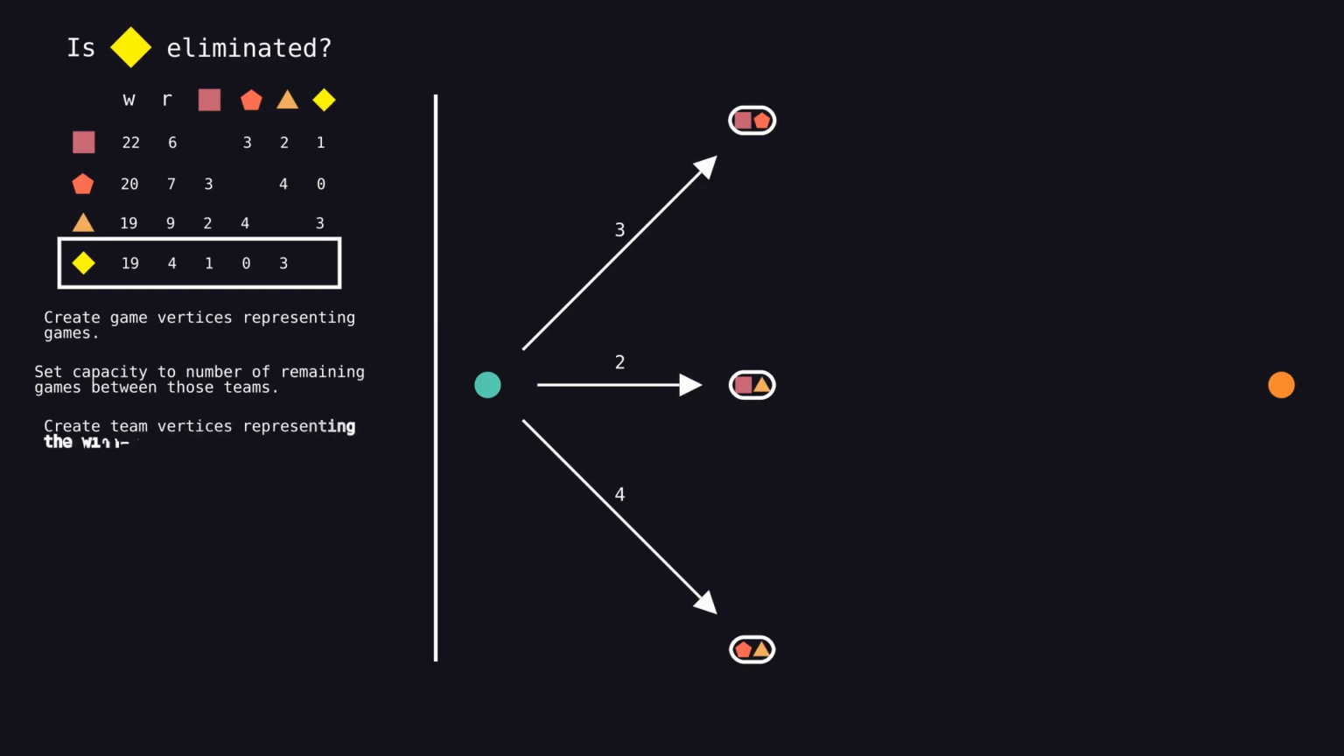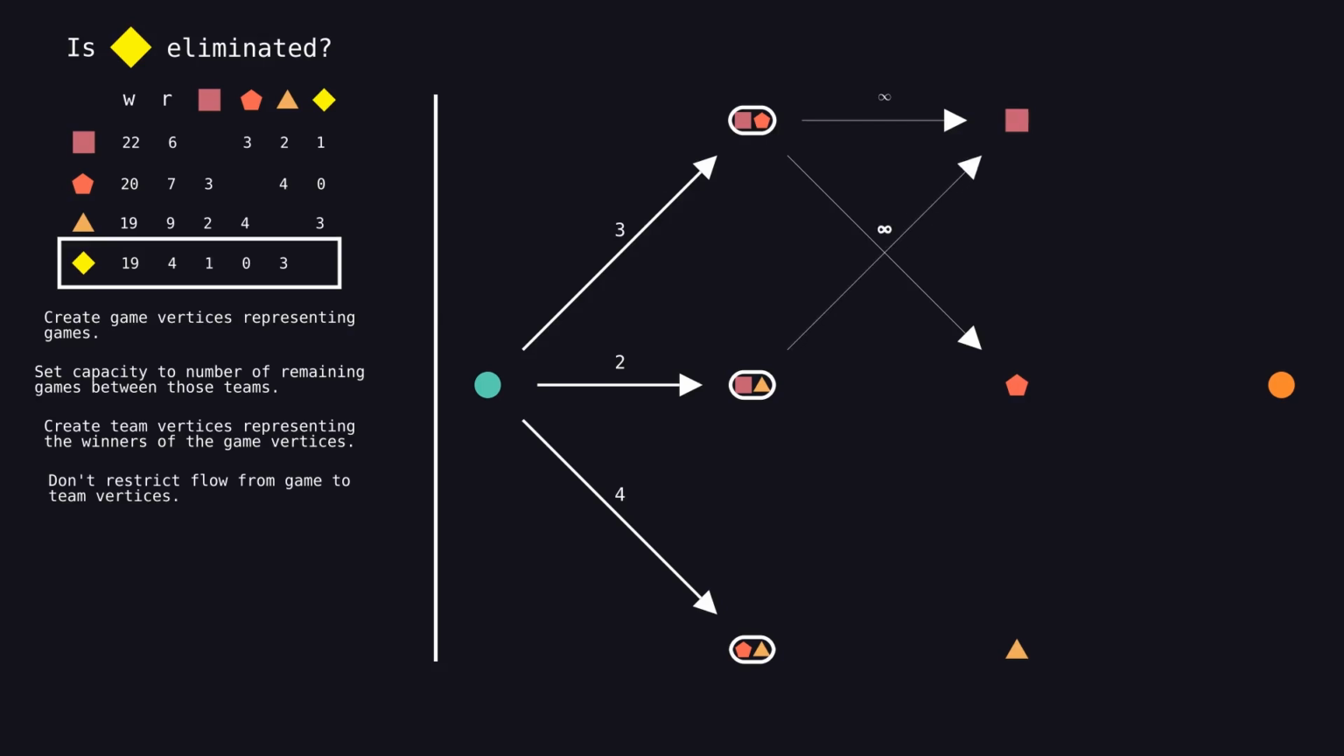Next, create a team vertex for each team, not including the team we are checking. These represent the winners of the games from the game vertices. Join each game vertex to the 2 teams playing in that game. For example, this top one joins to Square and Pentagon because those are the 2 teams in that game. We set the capacity of these edges to be infinity because we don't wish to restrict the flow here. We are going to determine the flow or number of wins from the game vertices later.